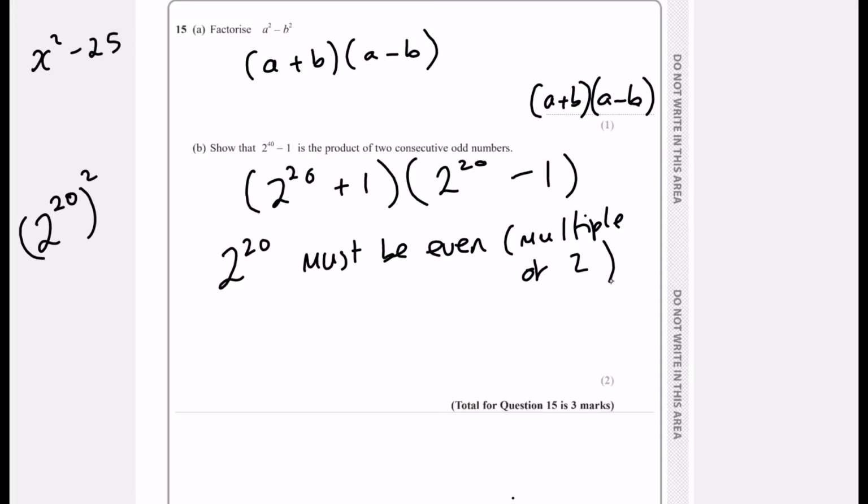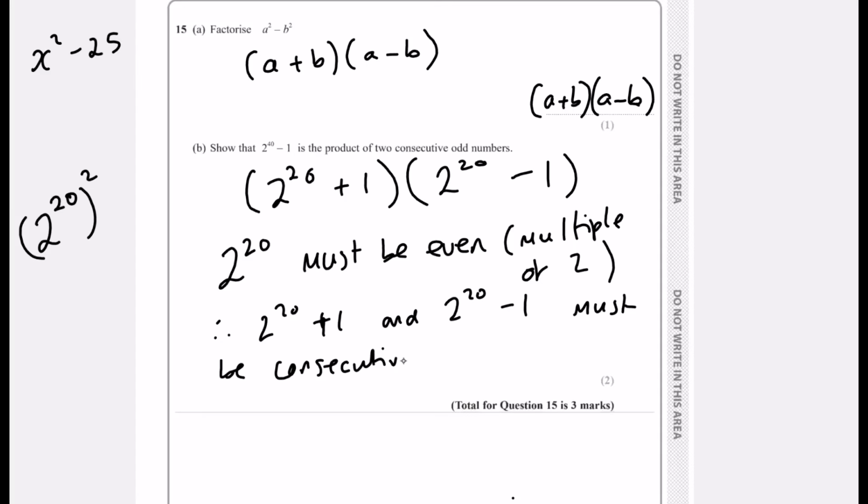So the two numbers either side of it must be consecutive odd numbers. So 2 to the power of 20 plus 1 and 2 to the power of 20 minus 1 must be consecutive odd numbers.